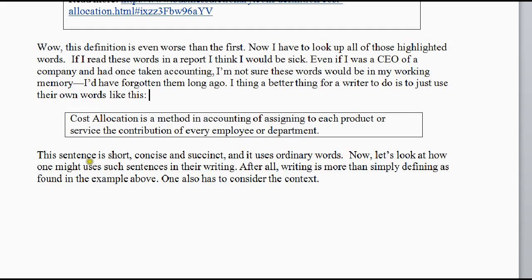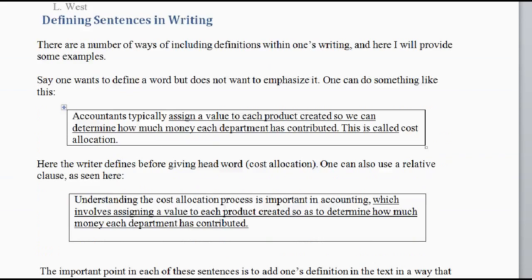Now let's look at how one might use such sentences in their writing. After all, writing is more than simply defining as found in the example above. One has to consider the context. There are a number of ways of including definitions within one's writing, and here I will provide some examples. Say one wants to define a word but does not want to emphasize it. One can do something like this.